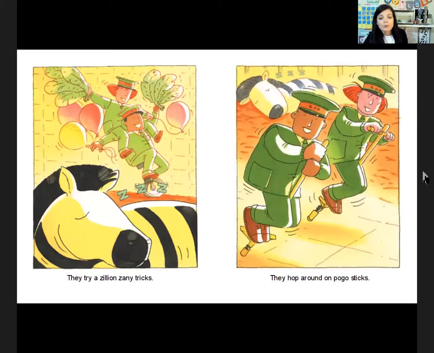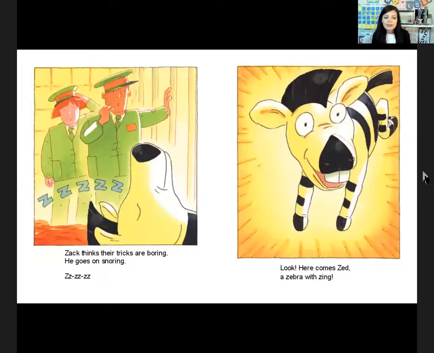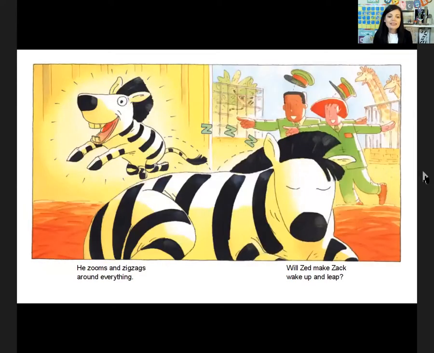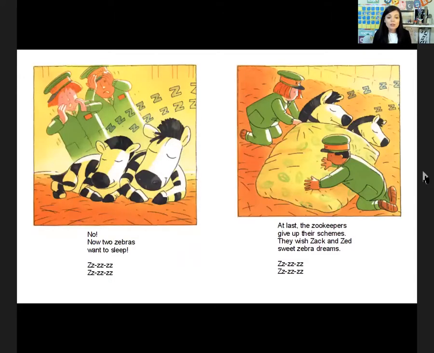They hop around on pogo sticks. Zack thinks their tricks are boring. He just goes on snoring. Look, here comes Zed, a zebra with zing. He zooms and zigzags around everything. Will Zed make Zack wake up and leap? No, now two zebras want to sleep. Zzz, zzz. At last the zookeepers give up their schemes. They wish Zack and Zed sweet zebra dreams.